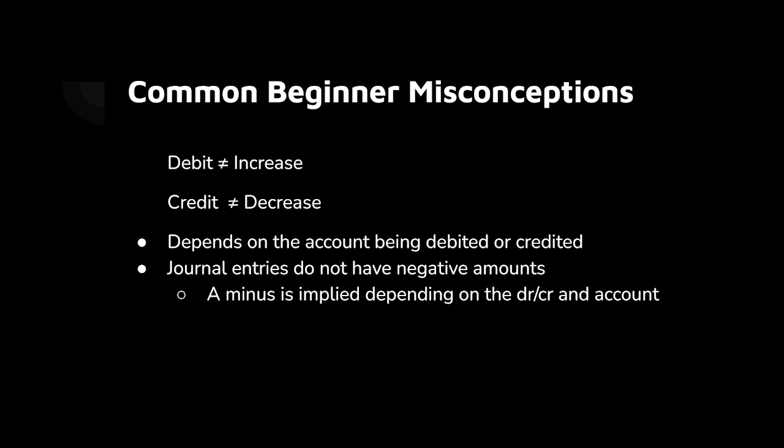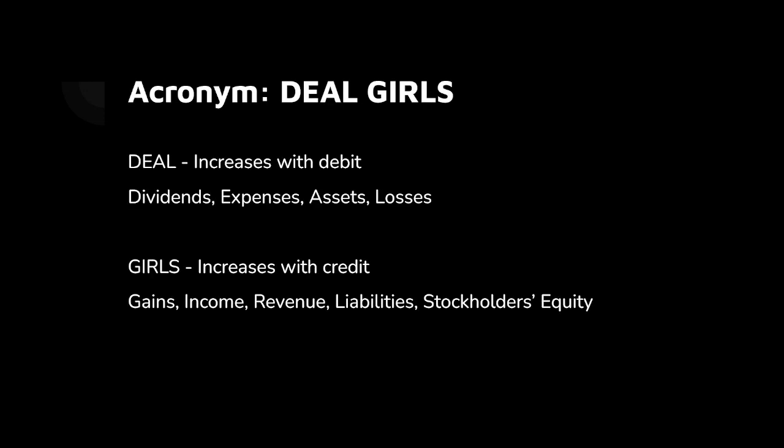So you might be wondering, how am I supposed to remember what accounts increase with a debit and what accounts increase with a credit? Well, there is an acronym called DEAL GIRLS. DEAL GIRLS is the most comprehensive acronym I've found that is also easy to remember. There's another one out there, DEALER, which has a similar premise, but it doesn't include things like losses and gains.